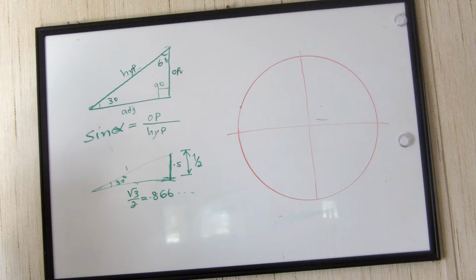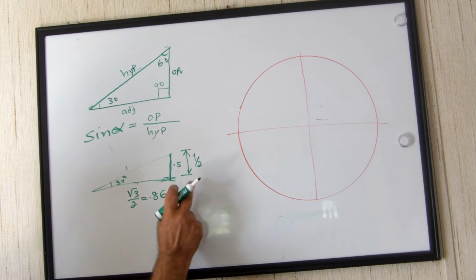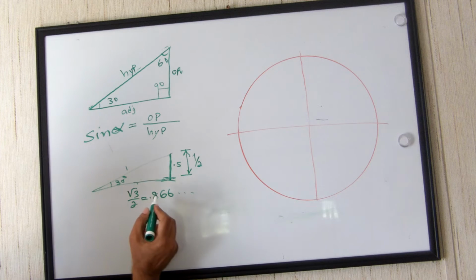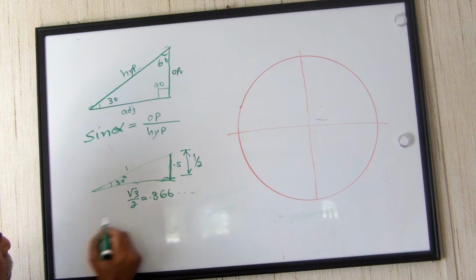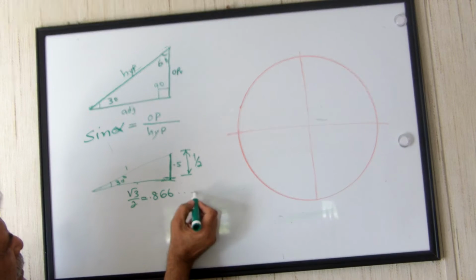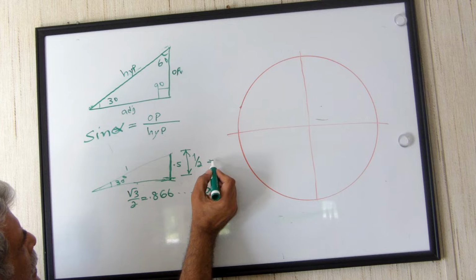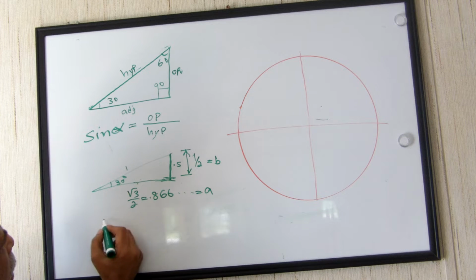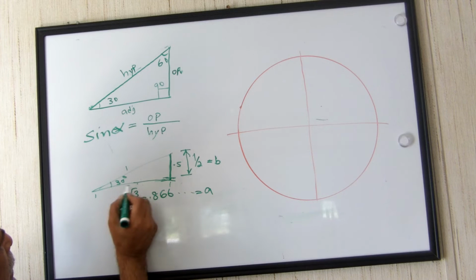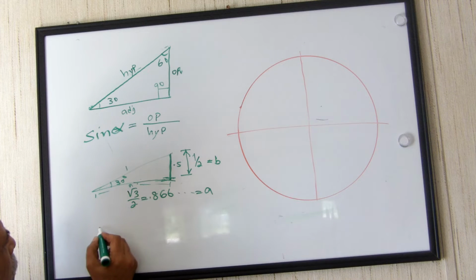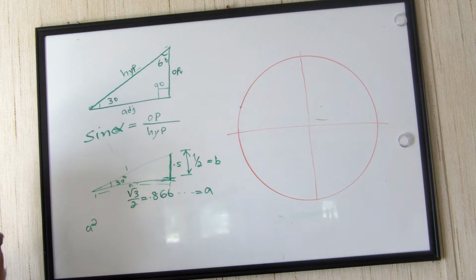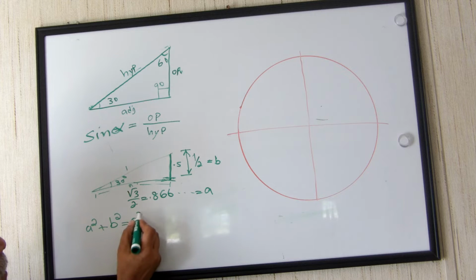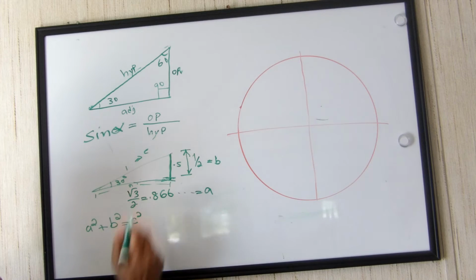Now, the Pythagorean theorem says that if we have this side A and this side B, and from here to here is A, we square A plus B squared is equal to C squared, if we say this is C.